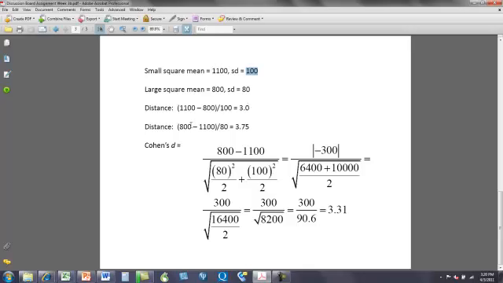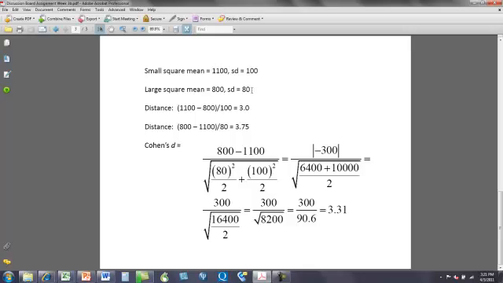The distance in terms of the large square means is divided by the large square standard deviation. Now, look here, this is 1100 minus 800, we get positive 3.0. This is 800 minus 1100, and I still get a positive value, because nobody cares anything at all about the negative or positive values in just talking about the distance between two values. You don't say it's a mile to the grocery store and then a negative mile back. It's a mile there, a mile back.